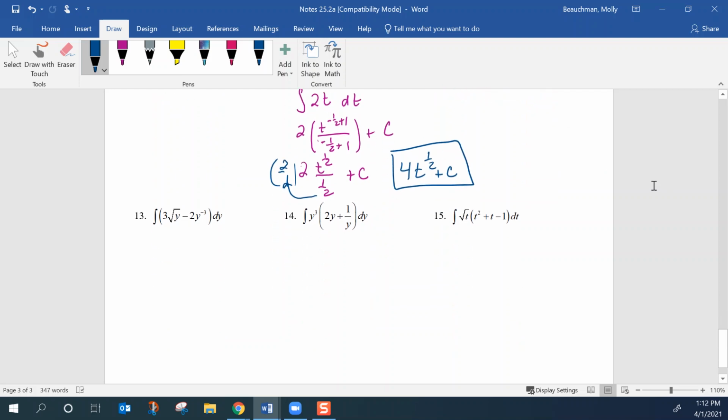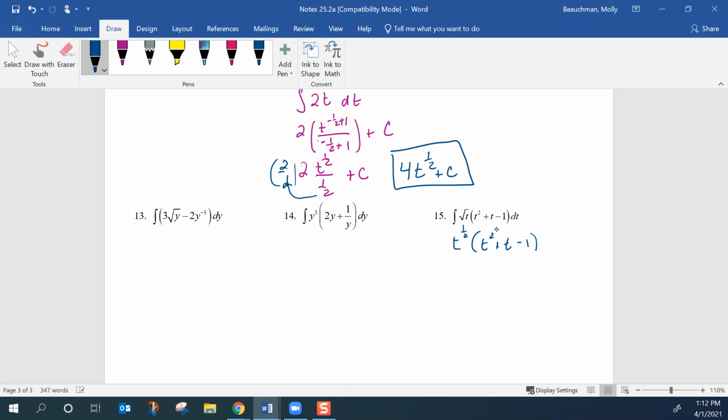13, 14, and 15, you have to rewrite first. So let's pick number 15 just to rewrite. That's the integral of the square root of t times t squared plus t minus 1. We don't have a product rule yet for evaluating. So simplify the inside of that. That's t to the power of 1/2 times t squared plus t minus 1.